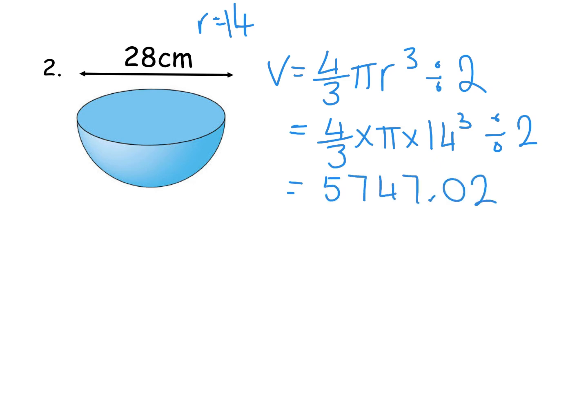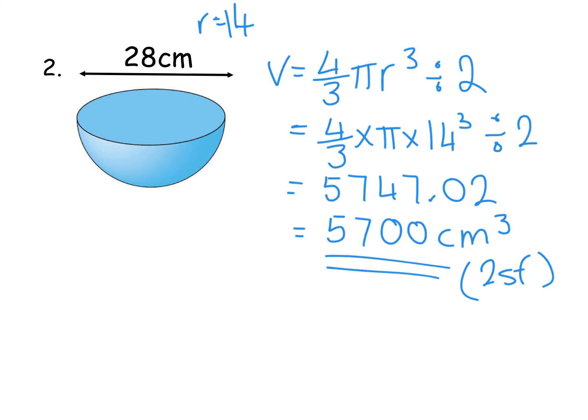5747.02. Now, we wanted to 2 significant figures. All my examples in this video are 2 significant figures. So I'm keeping the 5 and the 7. 4 does nothing. So that becomes 5,700 centimetres cubed to 2 sig fig. Okay, but it might be your teacher does teach you just to do the 2/3. This is the way I prefer.